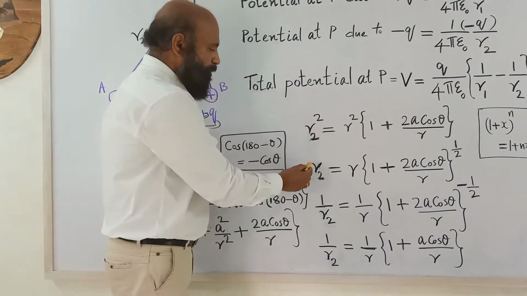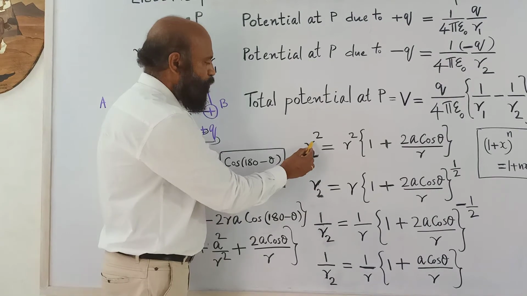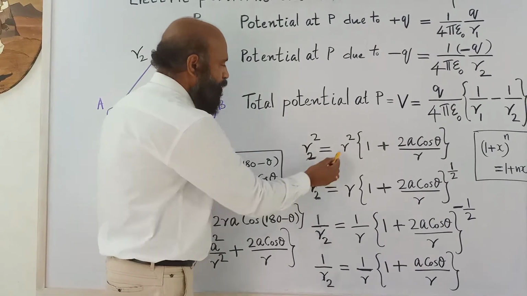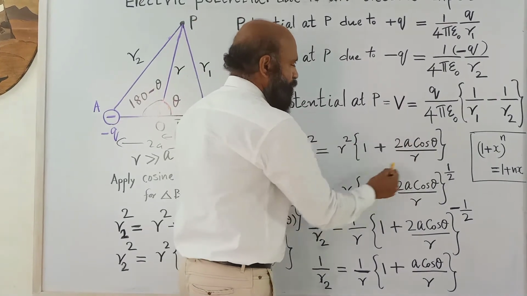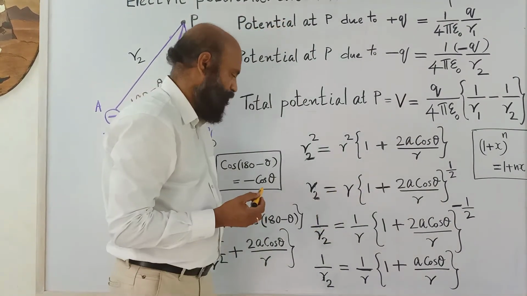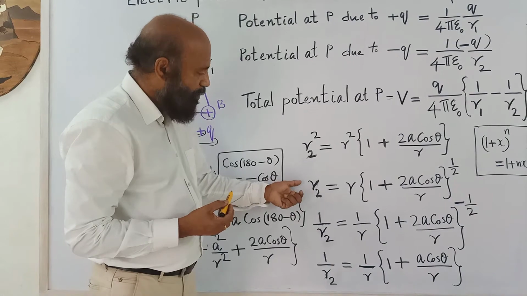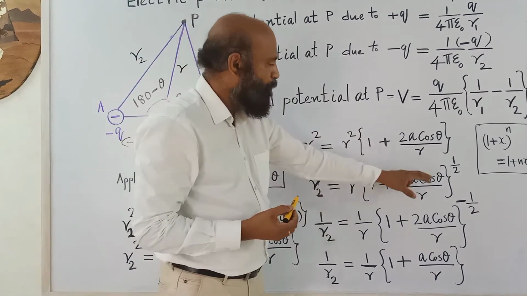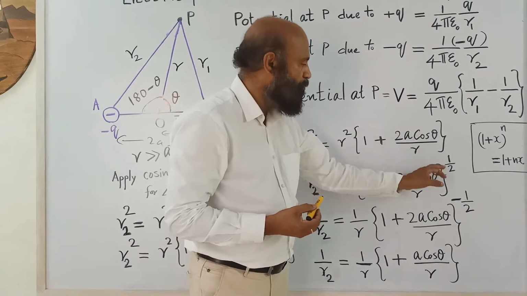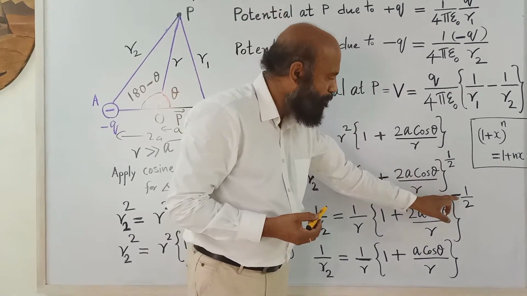After that you take the square root. The square root of R2 square is R2. Square root of R square is R. So when you take the square root of this term, it is raised to half. Now you take the reciprocal. So 1 by R2 is equal to 1 by R. When you take the reciprocal of this term, the power will become negative.